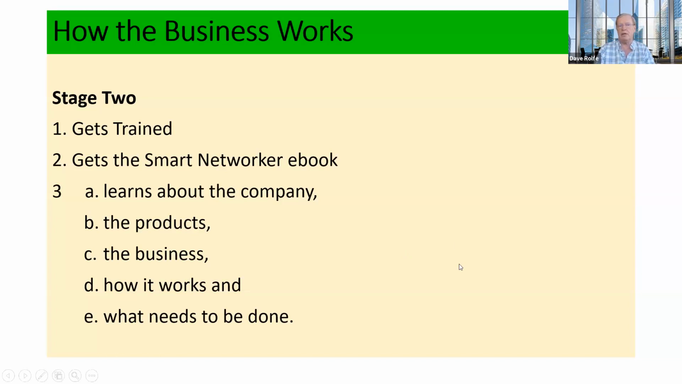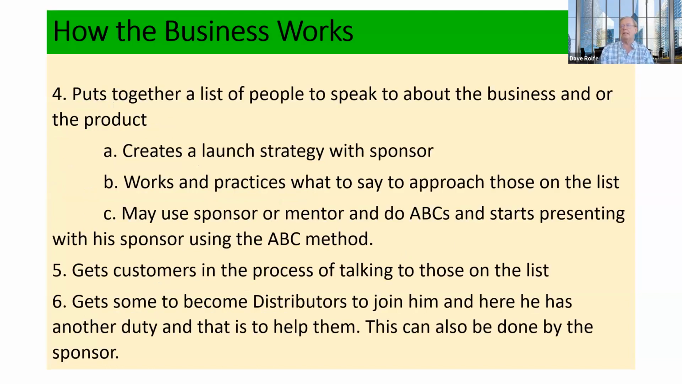So step 1, get trained. Step 2, get the book and start reading it. Step 3, learn about the company, the products, the business, how it works, and what needs to be done. Number 4, once 1 through 3 are done, this next part will make a whole bunch more sense. So let's put together a list of people to talk to about the business and the product.